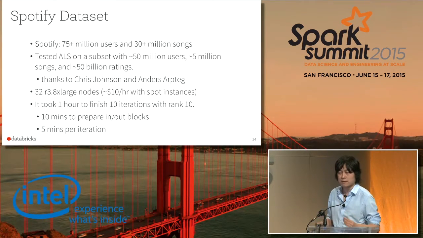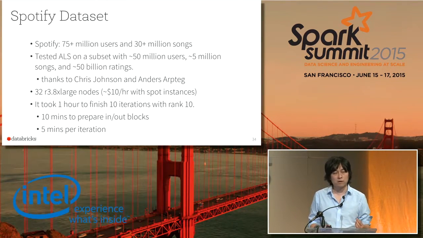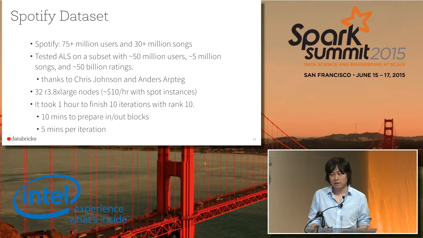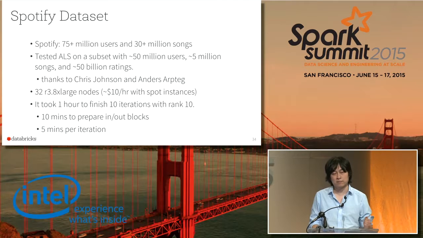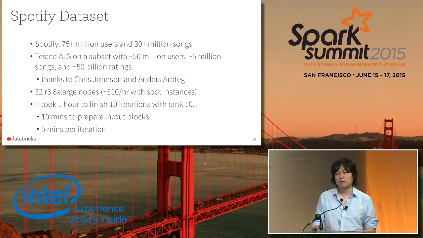And we also tested on the Spotify dataset. Spotify has over 75 million users and 30 million songs. And with help from Chris Johnson and Anders and their engineers from Spotify, we ran the new ALS implementation on a subset of Spotify's dataset. It's about 50 million users, 5 million songs, and 50 billion ratings.